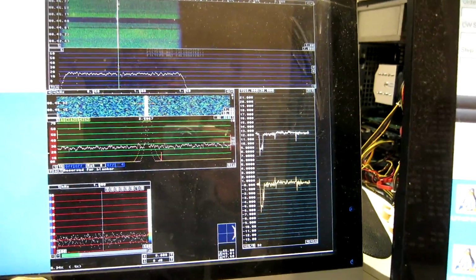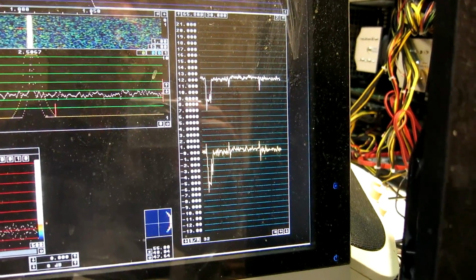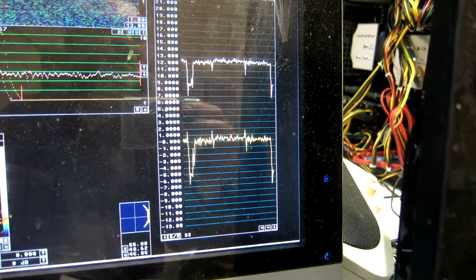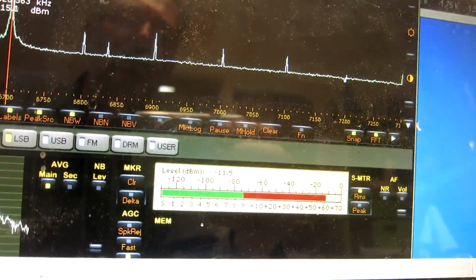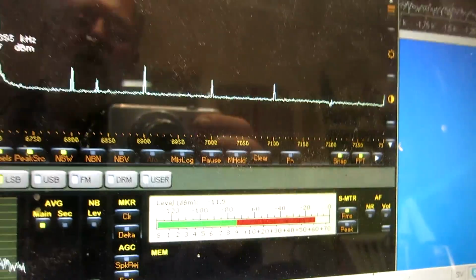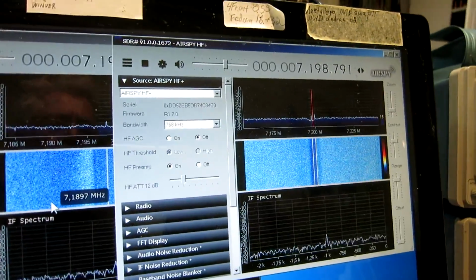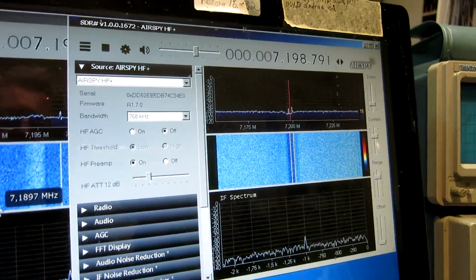And then I increase by a single dB and lose performance completely because I brought it into saturation at minus 11 dBm. So minus 12 is the limit. The unit with the preselector is very similar.